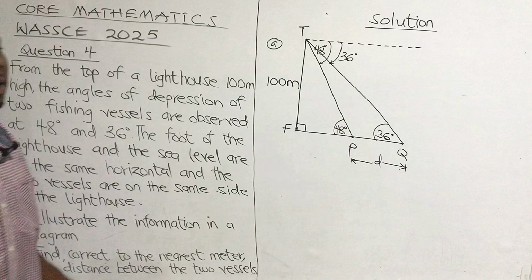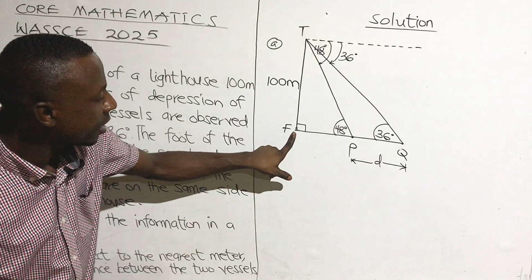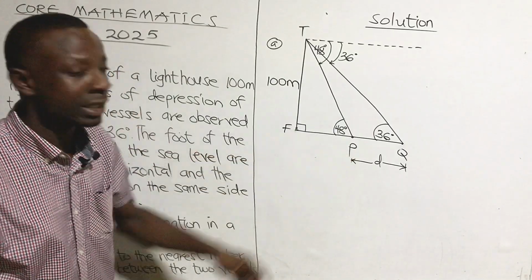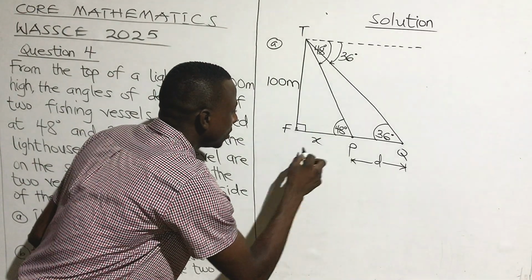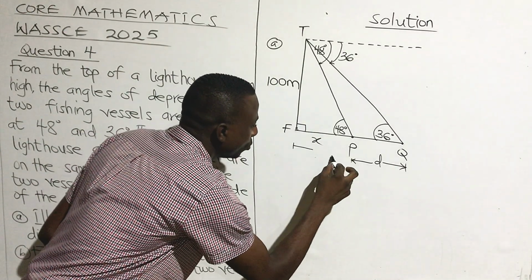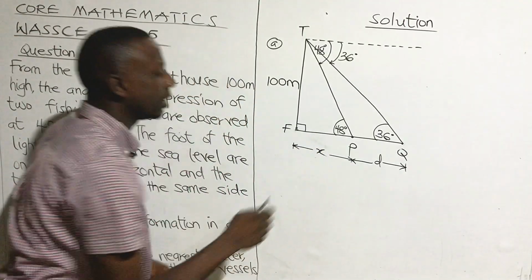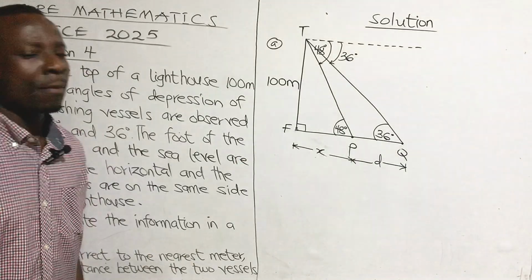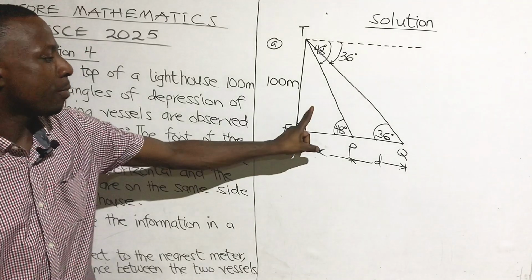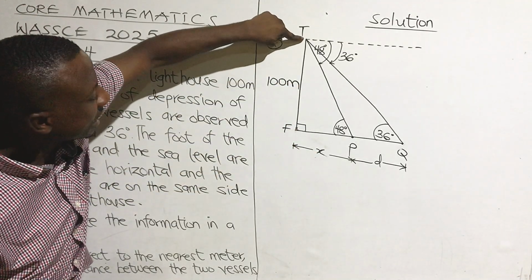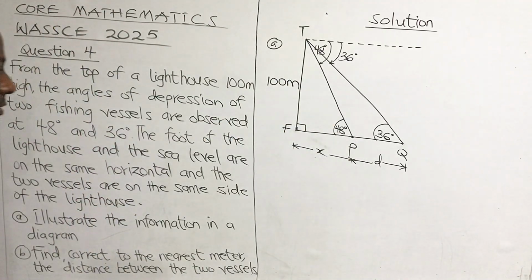All right. So we are going to take them one by one. From the foot of the lighthouse to the point P, we don't know the value, so let me make it X. And from here, I am going to pick the triangles one by one. So first of all, I'll pick this triangle TFP. So now let's begin.